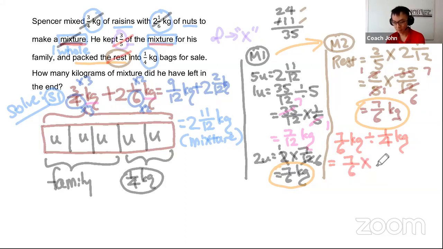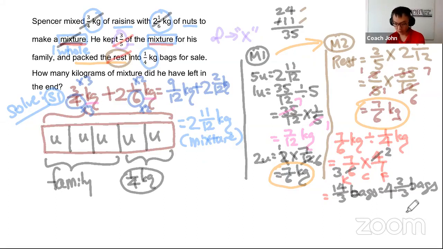So we have like that. Okay, so this is where you learn KCF, keep, change, flip. Yeah, so we have 6 divided by 2 is 3, 4 divided by 2 is 2. So this is 14 over 3, which is actually, okay, this is bags, bags. So we have, in fact, 4 and 2/3 bags. Okay, yeah, 4 complete bags and 2/3 of the fifth bag that is filled.